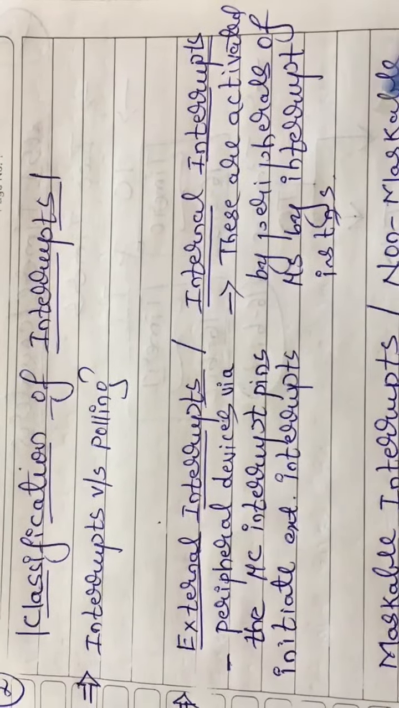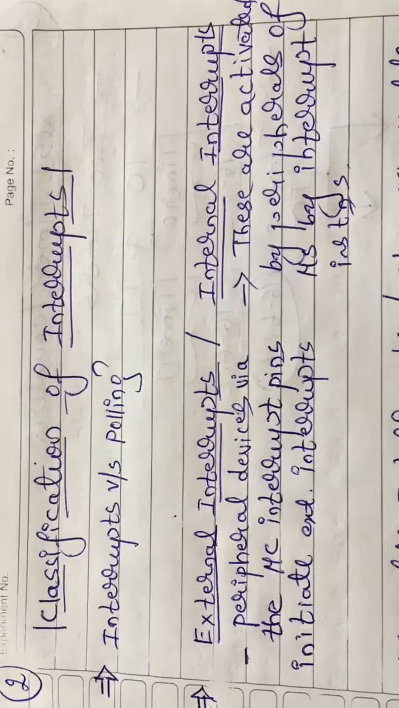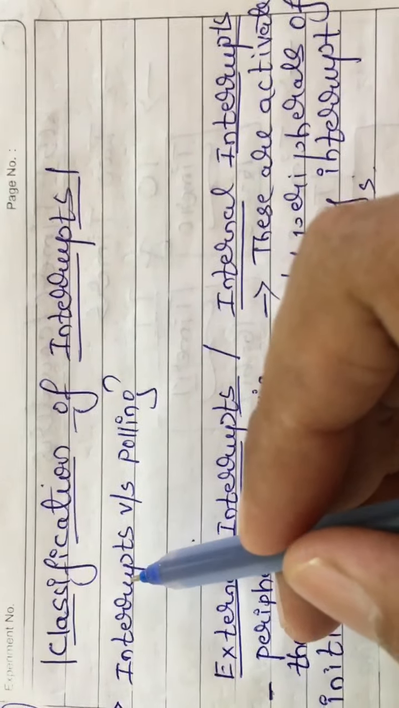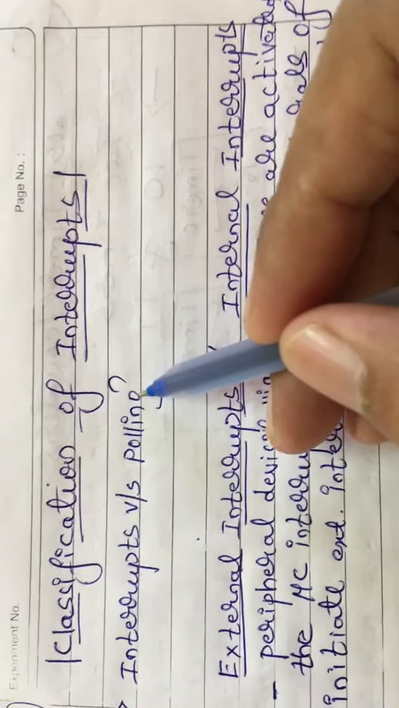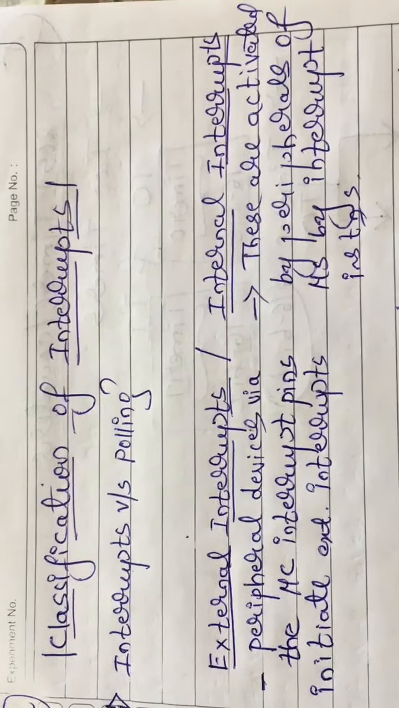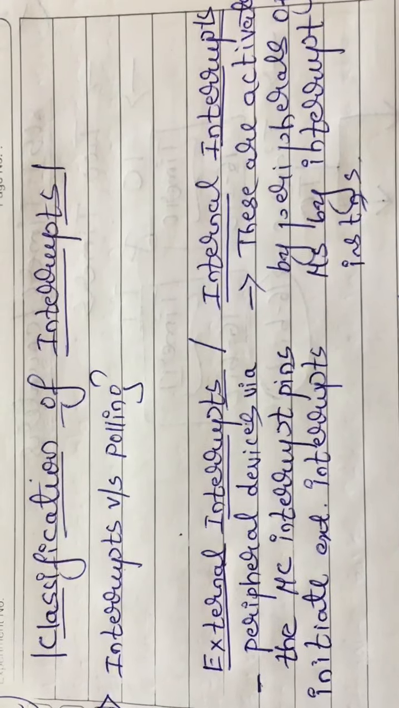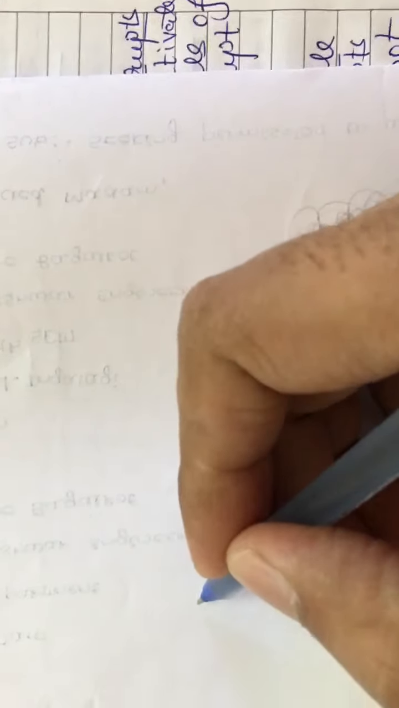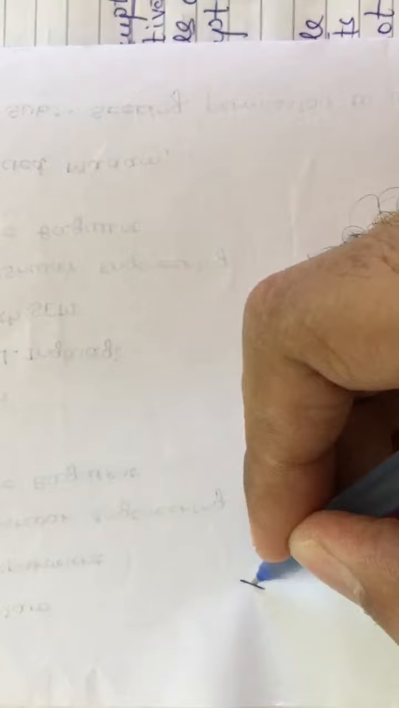Before taking up the classification of the interrupts, I will take up a small topic here. What is the meaning of interrupt and what is the meaning of polling? You already know about the interrupt, but you don't know about polling. Polling is very simple. See, the polling mechanism. Let us take one example here.